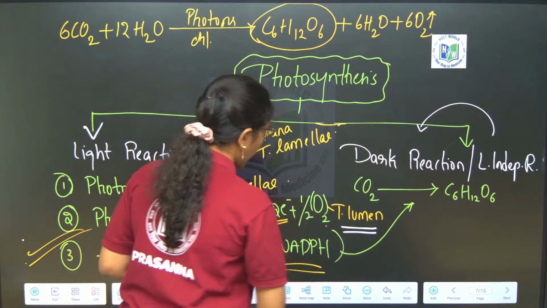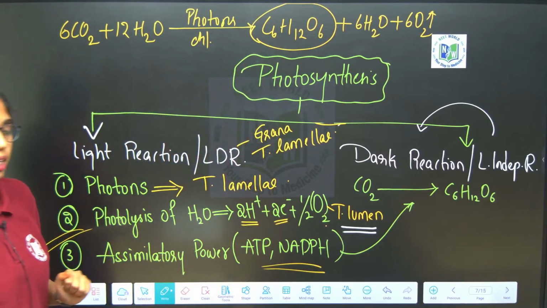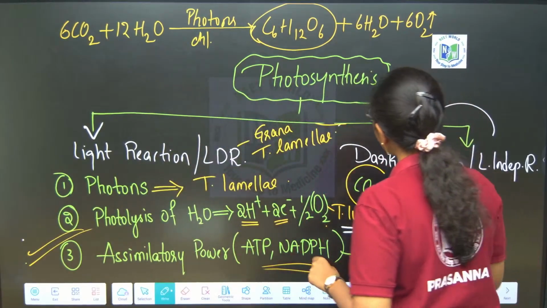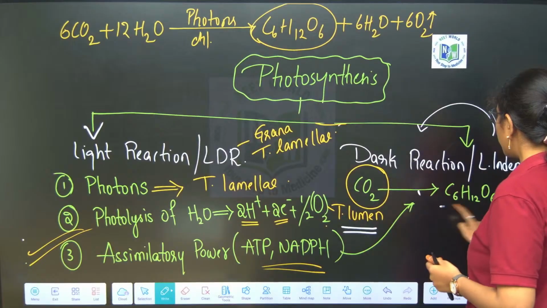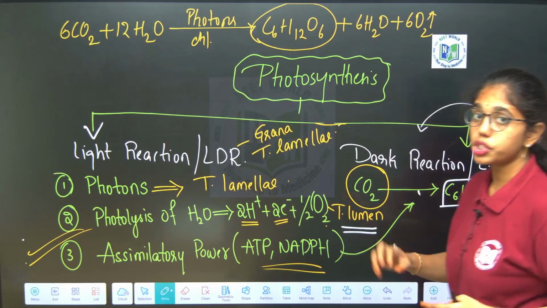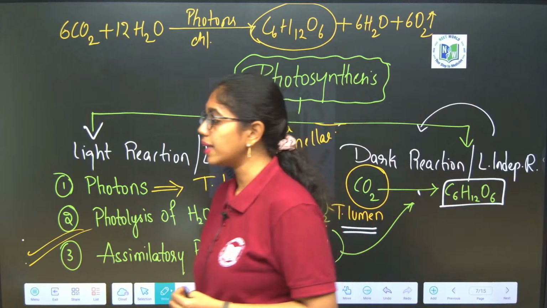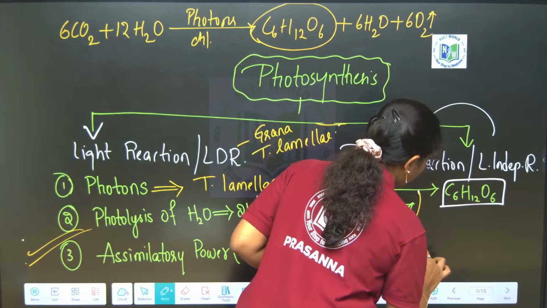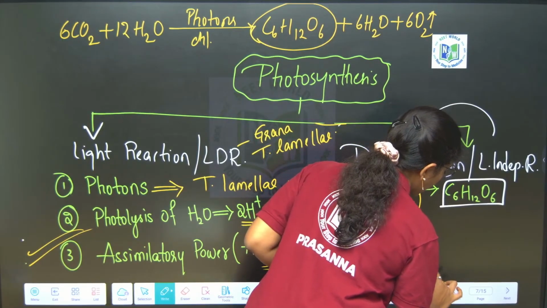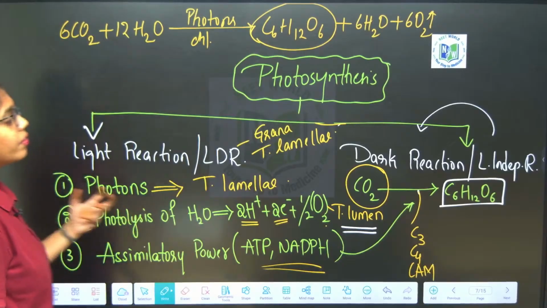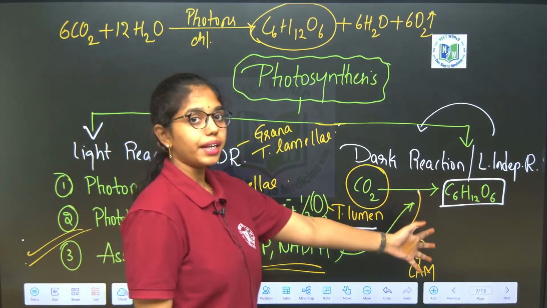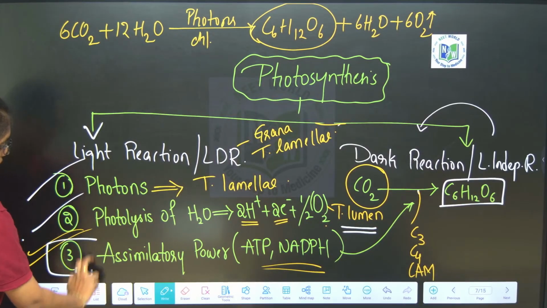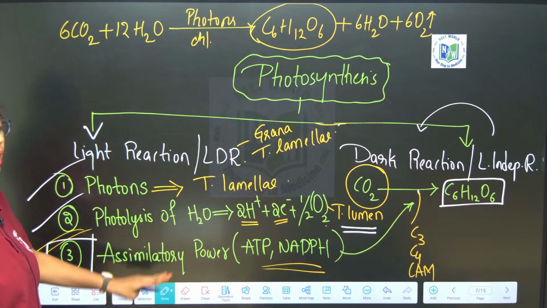Assimilatory power, we have both ATP and NADPH. This ATP and NADPH are utilized for the reduction or fixation of carbon dioxide into glucose. This fixation we learn in different cycles. What are the different cycles? C3 cycle, C4 and CAM, based on different plants. We will be learning it in the light independent reactions. Today let us understand the formation of assimilatory power, how ATP and NADPH are formed.